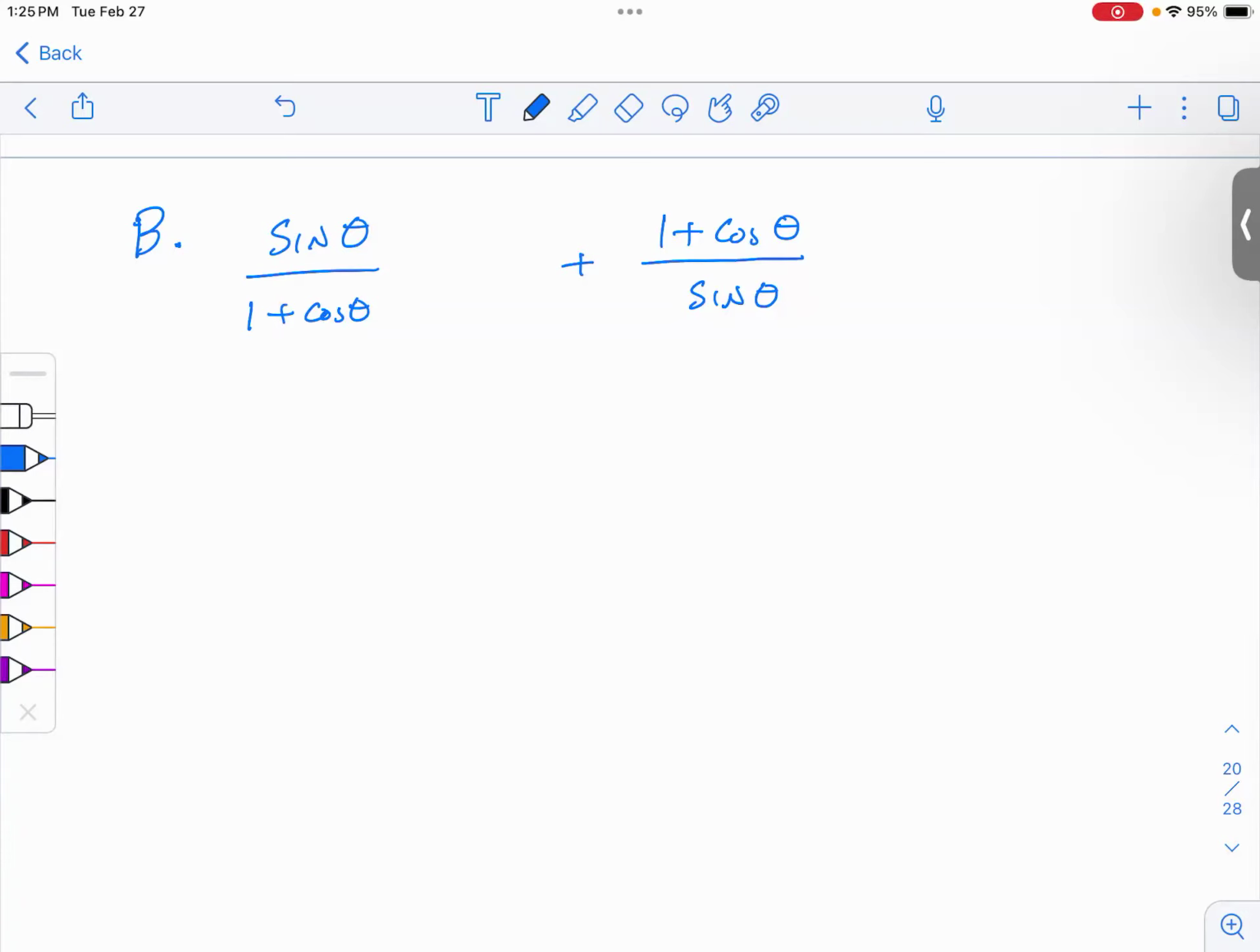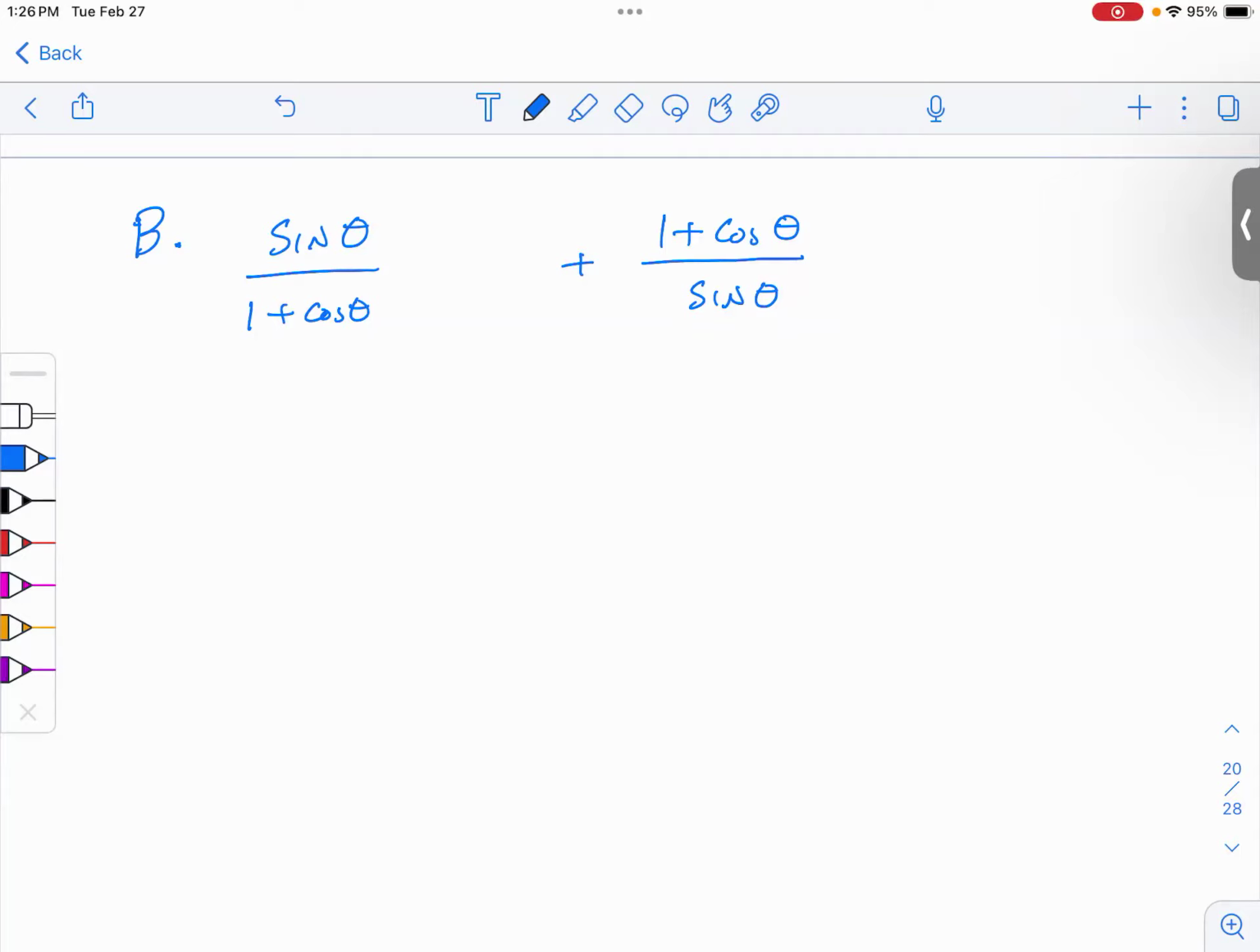If this was just 1 plus x and y in the denominators, multiply by the opposite. You're absolutely correct. I would multiply this one by sine over sine, and multiply this one by 1 plus cosine over 1 plus cosine. But because we know we're in trig, and if I have 1 plus cosine theta, what can I turn that into that might be helpful?